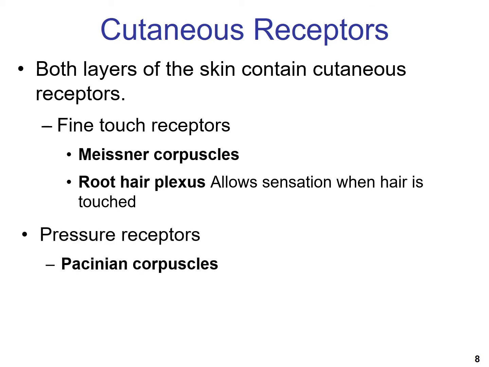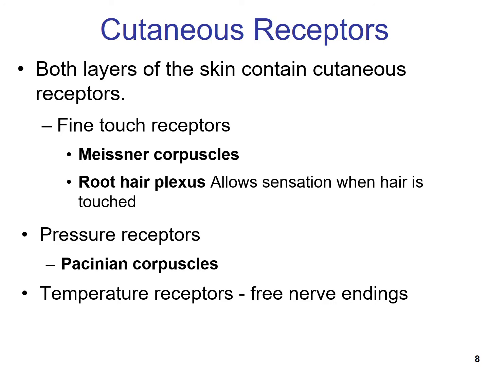Pressure receptors include Pacinian corpuscles, and there are also temperature receptors, which are free nerve endings. I want to make something else clear here: the pressure receptors are not for sensation on the very surface of your skin. If you squeeze your forearm, you'll notice the sensation of skin-to-skin contact, which would be your Meissner's corpuscles. But you can also feel the pressure a little bit deeper, and this would be the Pacinian corpuscles.